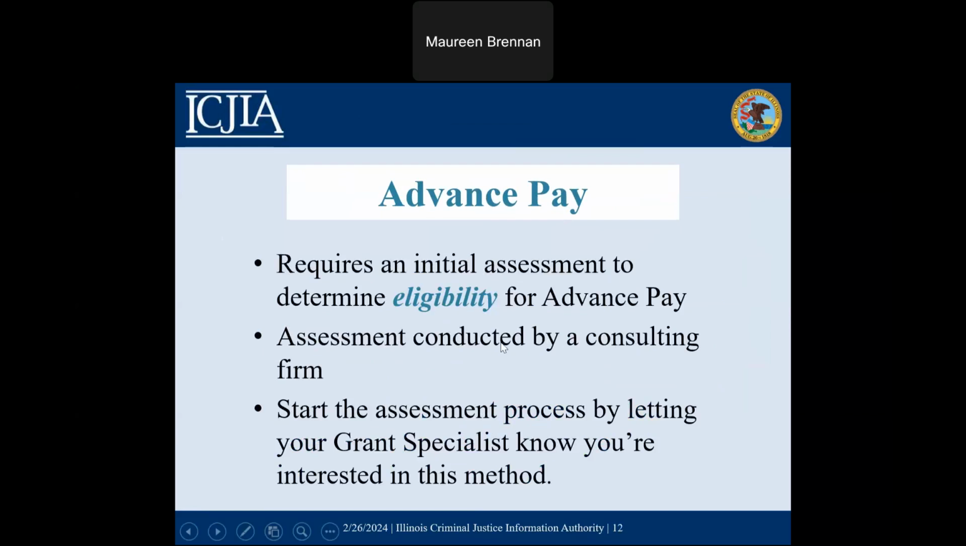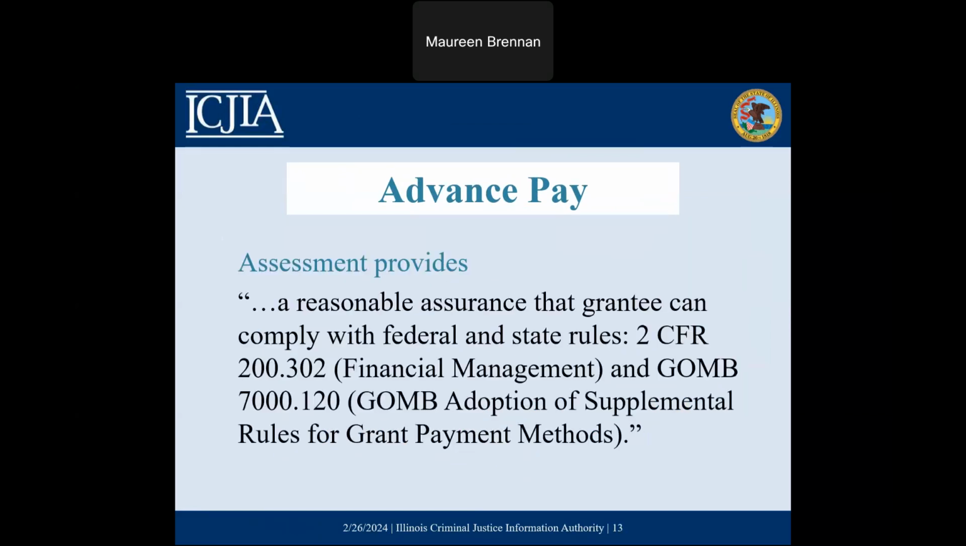Just to give you an idea about what that assessment includes, this is the way that it reads in our policies. That assessment has to provide a reasonable assurance that the grantee can comply with federal and state rules, the 2 CFR 200, and the GOMBI rules 7000.120. As you may know, when the state passed the Grant Accountability and Transparency Act a number of years ago, the state adopted the 2 CFR federal cost principles for the use of every agency that is governed by GATA.